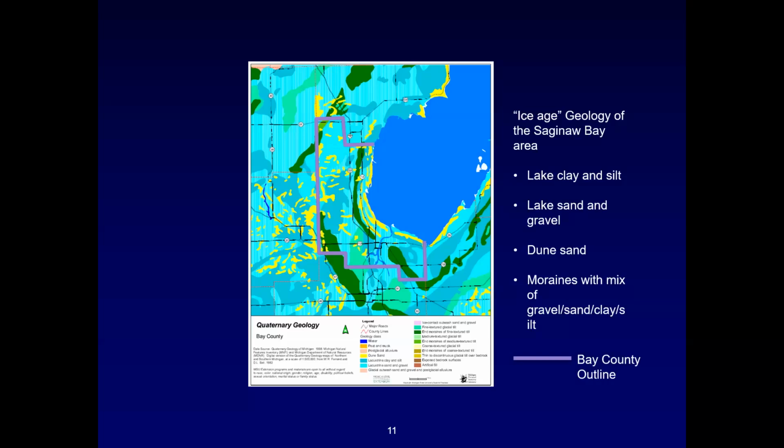So we have in blue, and I'll highlight that if the colors don't look right to you, lake, clay, and silt. We also have lake, sand, gravel, and mud. And then the yellow would be dune sand. And then the moraines, it's these linear deposits here. That would be a mix of gravel, sand, clay, silt. Okay, so like the terminus of the glacier would have dropped these in ridge form.